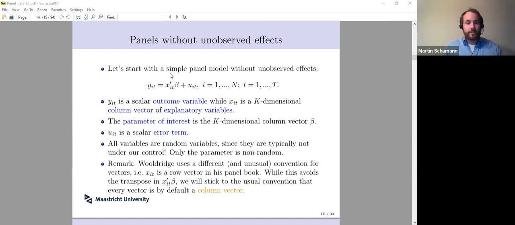Now, also notice that beta here is, for instance, a column vector. So x prime is therefore a row vector, which is the worldwide convention and is one of the weird things in the Wooldridge panel data book. So he uses a very unusual convention for vectors, namely that x_it in his book is a row vector. Now, what's the point of this? This somehow avoids some prime here and there. However, that's super weird, and that is not done anywhere else, and therefore we stick to the worldwide convention of having any vector by default being a column vector.